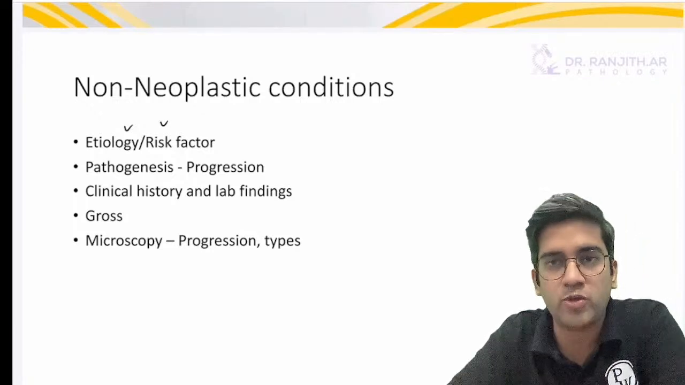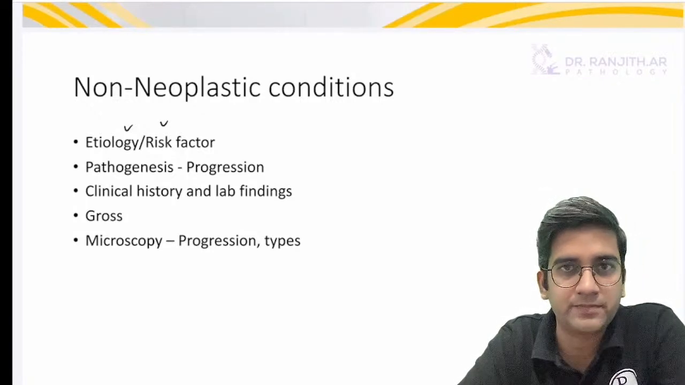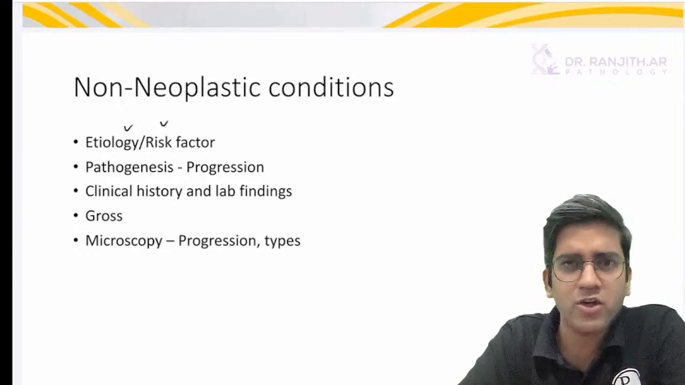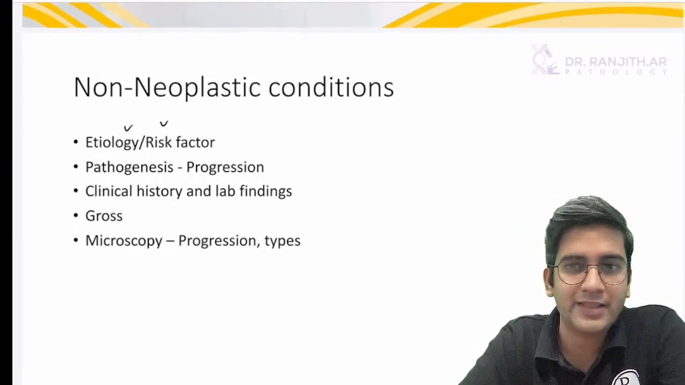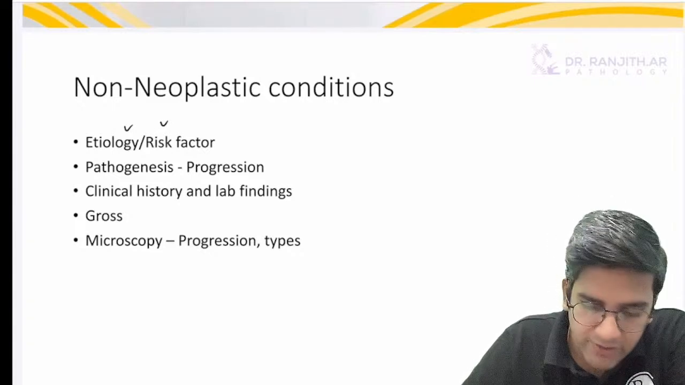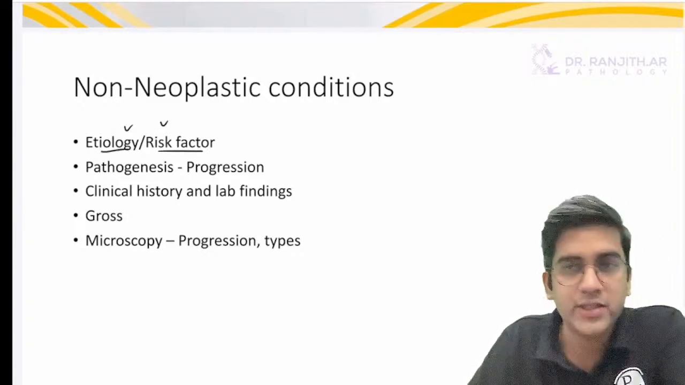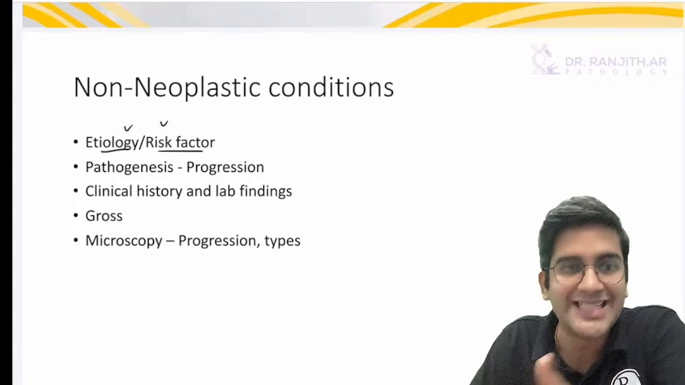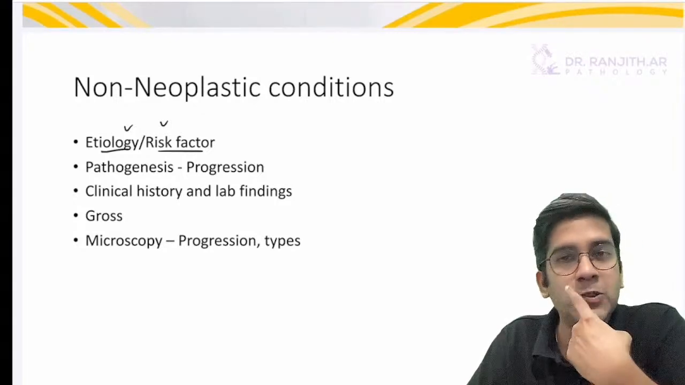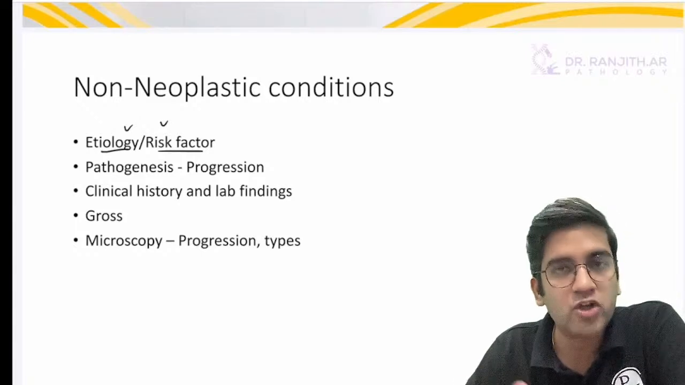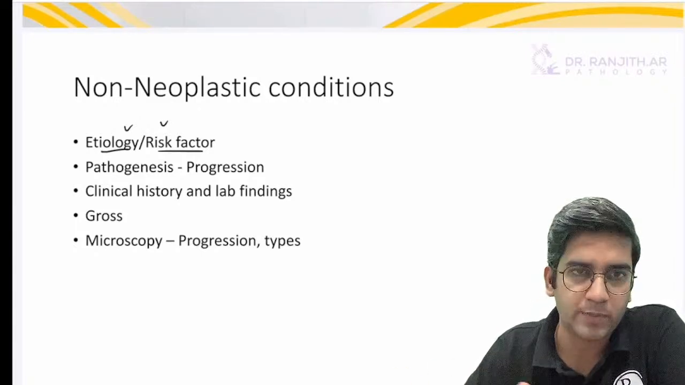Atherosclerosis, neoplastic or non-neoplastic? It's definitely non-neoplastic. Atherosclerosis has etiology or risk factor. They have risk factor, right? So please use these terms accordingly. Tuberculosis, non-neoplastic, has etiology, right? Based on your question, based on whatever is the disease, please use the etiology and the risk factor appropriately.